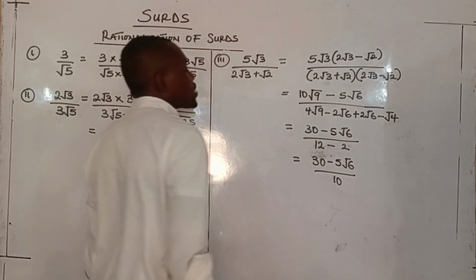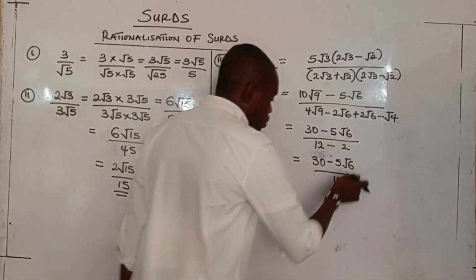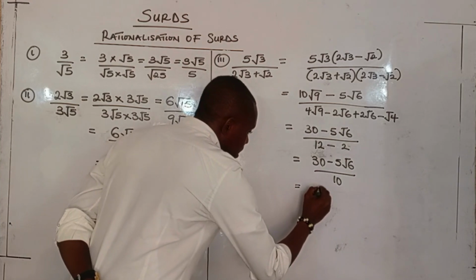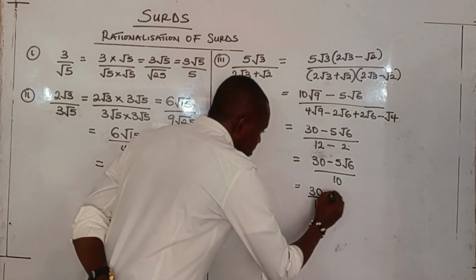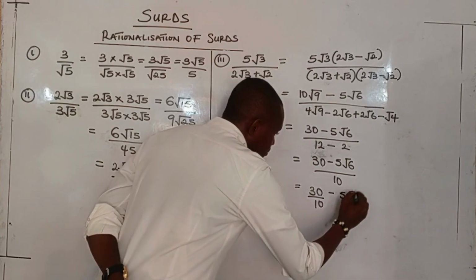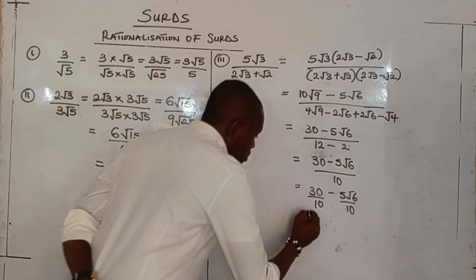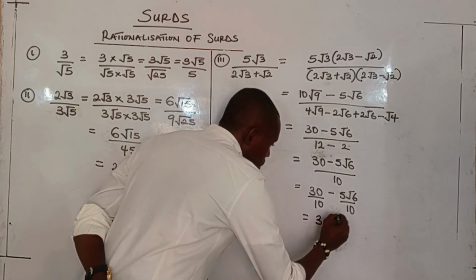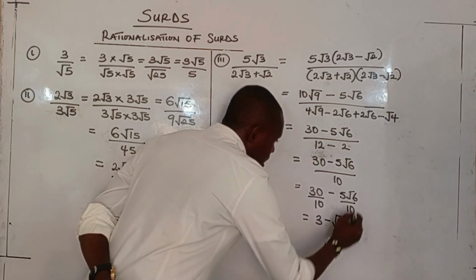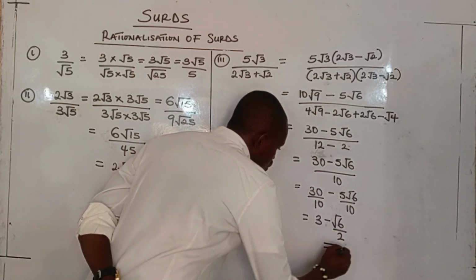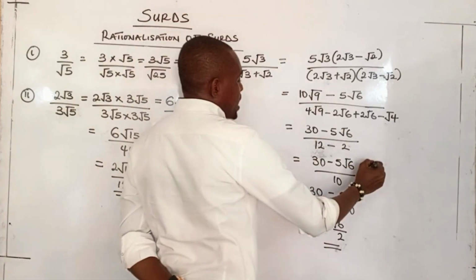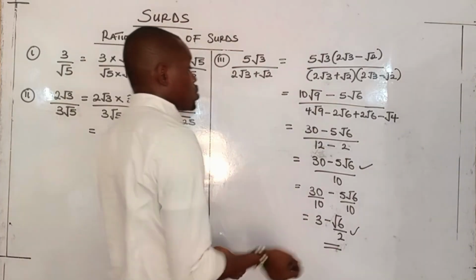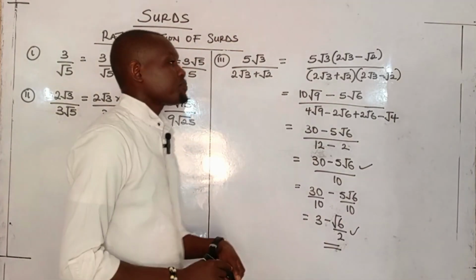which is 10. You can either leave your answer this way, or you can proceed and say 30 divided by 10, minus 5 root of 6 over 10. So 30 divided by 10 is 3, and 5 divided by 10 is 1 over 2, so we are left with 3 minus root 6 over 2. You can leave your answer at this point, or you can simplify further to come to this point. You are still very correct.